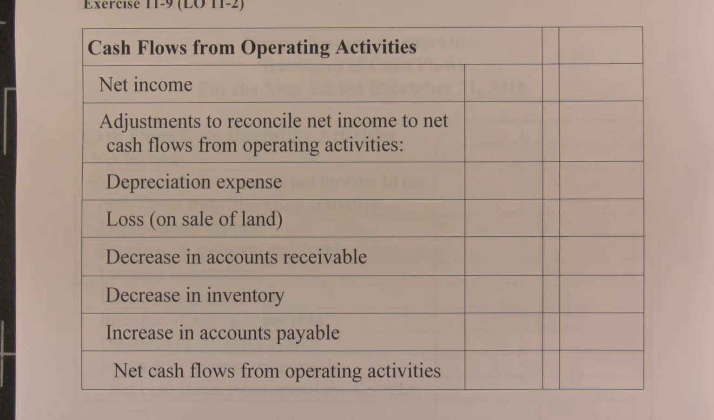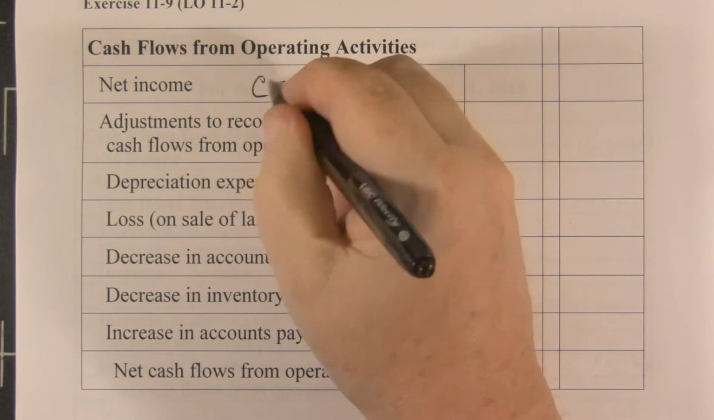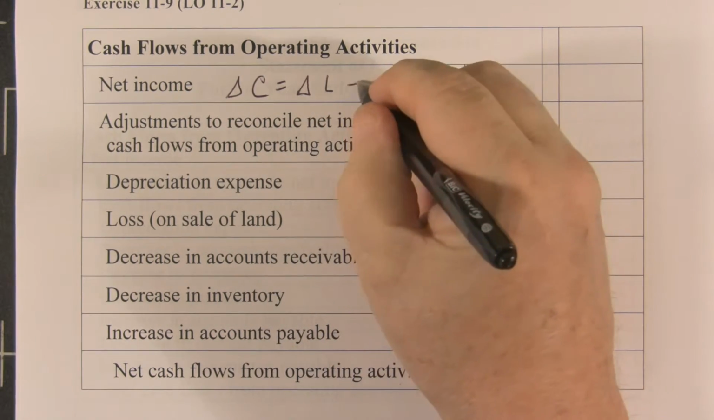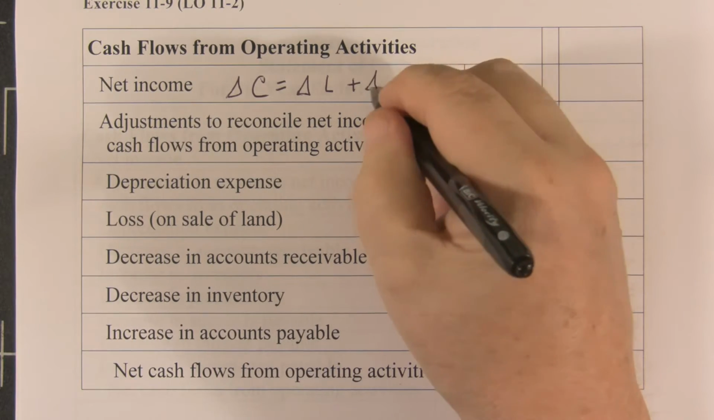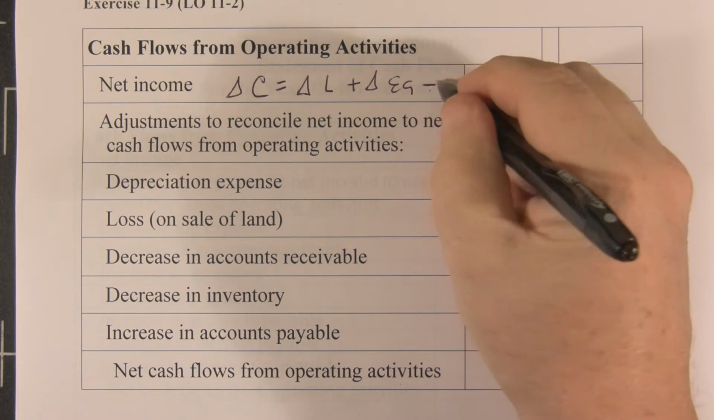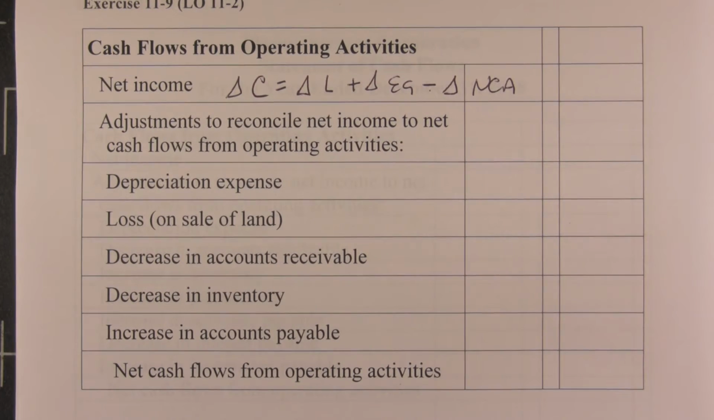Exercise 11.9 is another basic cash flow problem. And remember the equation we talked about in class, that cash varies or changes directly with the change in liabilities, varies directly with the change in equity, and varies inversely, in the opposite direction, with the change in non-cash assets. We also said that cash assets are very limited. There is cash, and that's pretty much it.